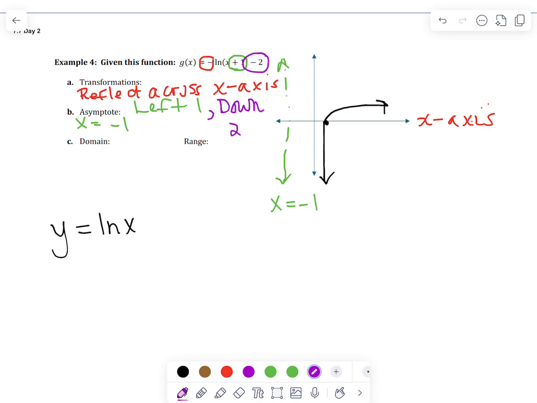So what does this graph look like? I'm going to do this in purple. When it's done, it's reflecting, it's moving left 1, and then down 2 units. The domain is everything to the right of that vertical asymptote, so x greater than -1, and the range of values is always all real numbers for a logarithm.